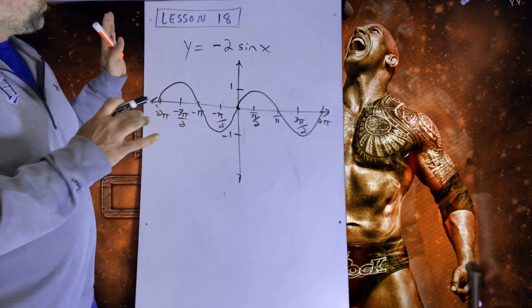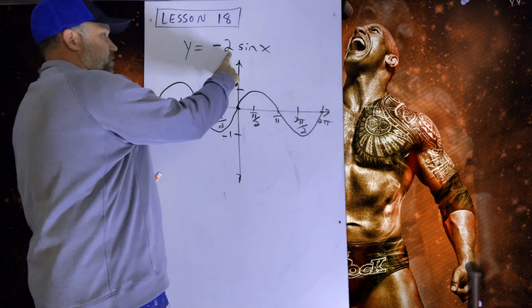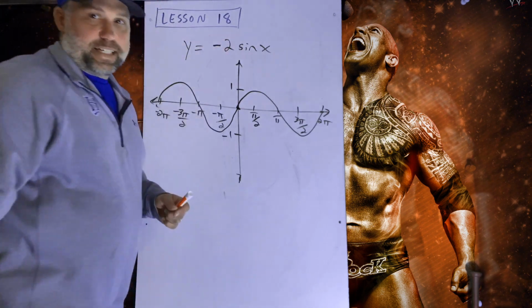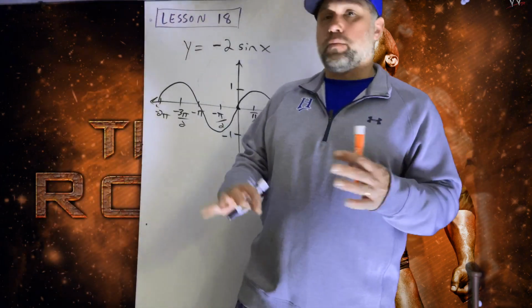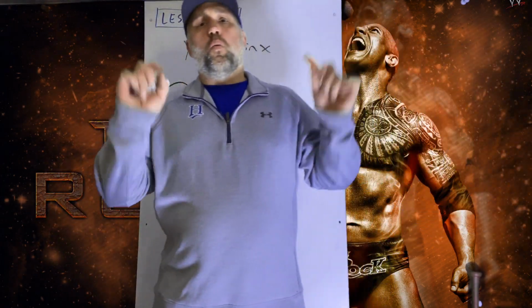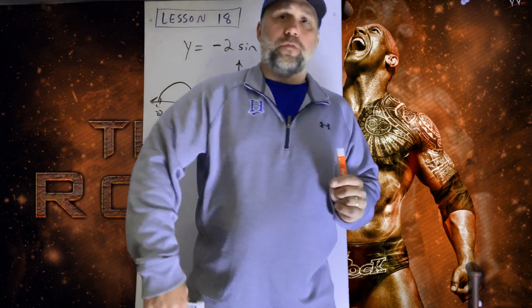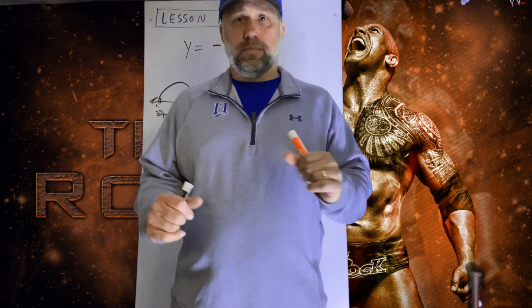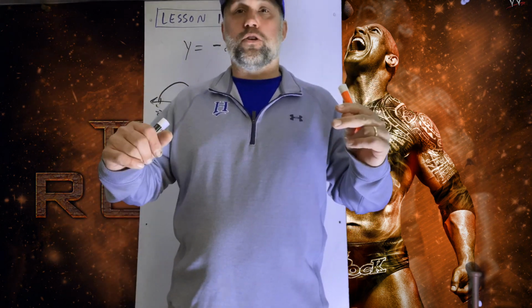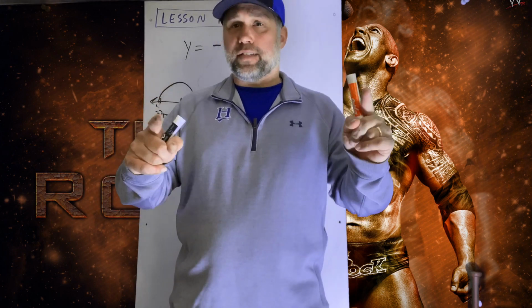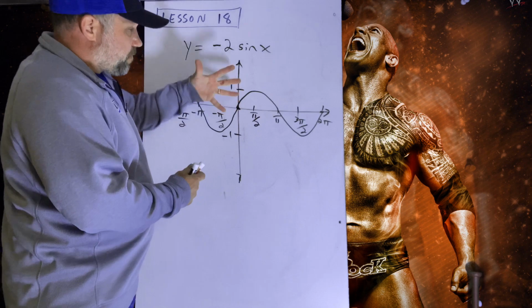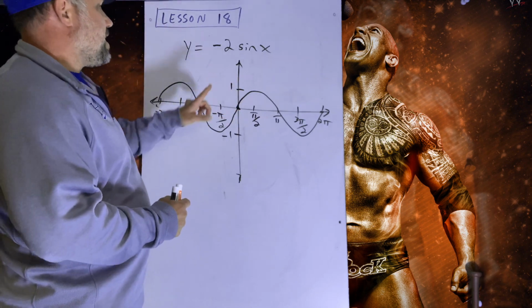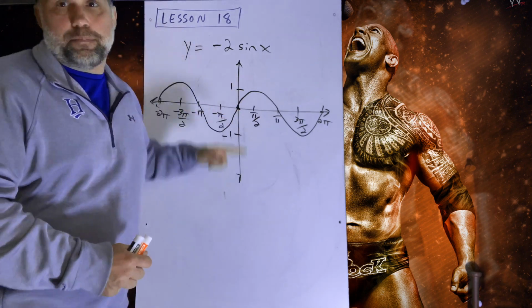Now, we have a 2 out in front of this sine, but also a negative. Let's go back when we were in room 227. Remember the good old days. What does a negative out in front of the function do to the function? It reflects it over the x-axis, flips it over the x-axis. So this graph is going to get flipped over the x-axis, and then we're going to dilate it by 2.